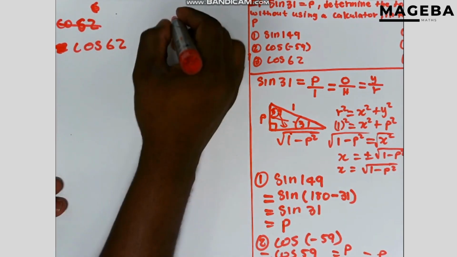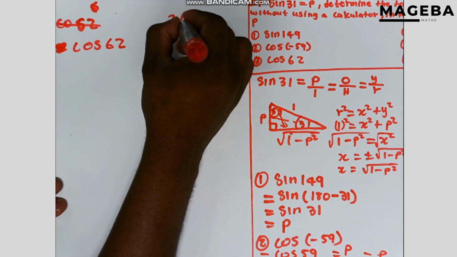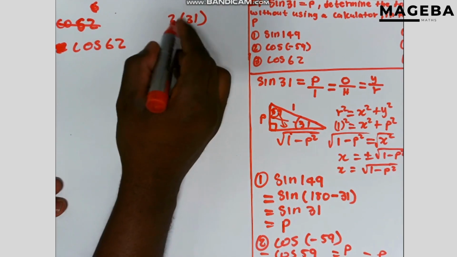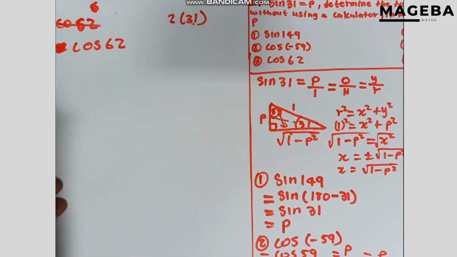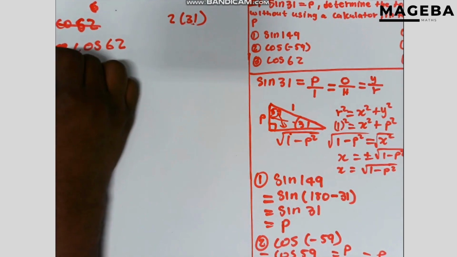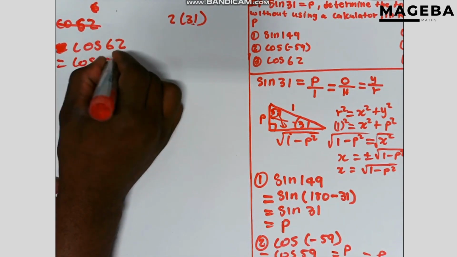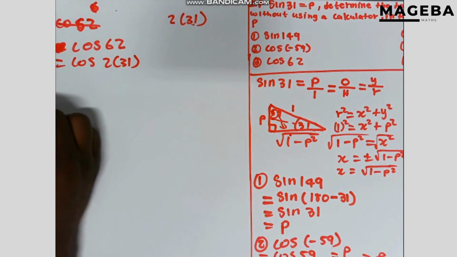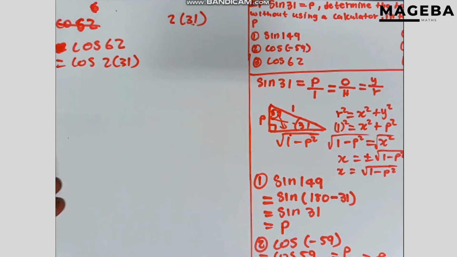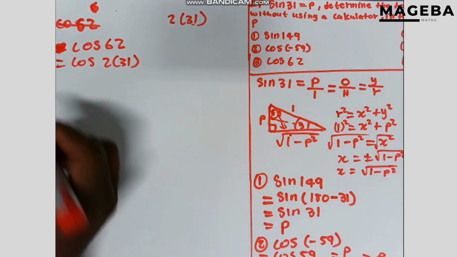I think with this one, when you are finding 2 into 31, if you repeat 31 two times, it's going to give us 62. So if I'm saying cos of 2 into 31, that gives me 62. Then this one is what? It's a double angle of cos. We do know the double angles of cos, and then it depends on you which one we are going to use.